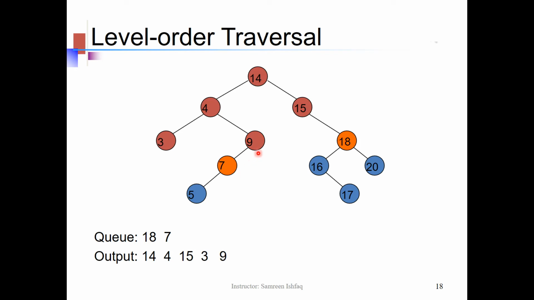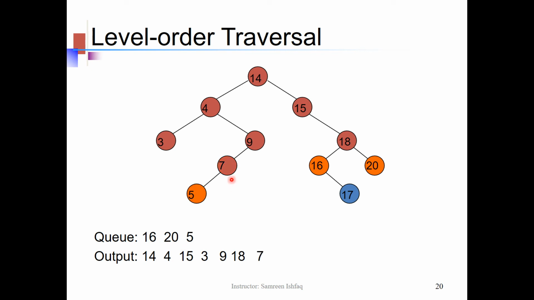In the next iteration, we take out the node containing number 9. Print it on the output and look for its left subtree. It is there, hence inserted in the queue. There is no right subtree of node 9. Now we take out 18 and print it. After printing, we will insert its left and right node into the queue, that is 16 and 20.